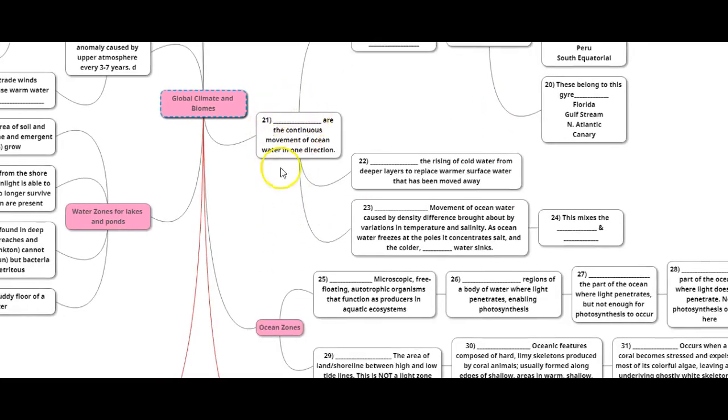Over here, the continuous movement of water in one direction are currents. The rising of cold water from deep layers to replace warmer surface water that has moved away is upwelling. Movement of ocean water caused by density differences through variations of temperature and salinity. This is the key, temperature and salinity. This is going to be thermohaline circulation. This is going to be mixing the top and bottom layer.